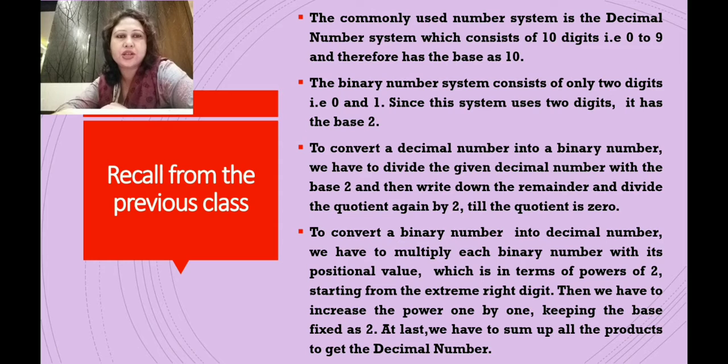Then we recapitulated on the conversion of a binary number into a decimal number. We have to multiply each binary digit with its positional value, which is in terms of power of 2, starting from the extreme right digit. And then we have to increase the power one by one, keeping the base fixed as 2. And at last, we have to sum up all the products in order to get the decimal number. So this is all from our last class.